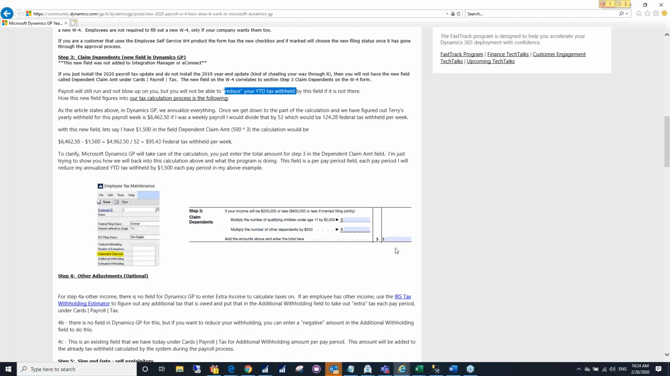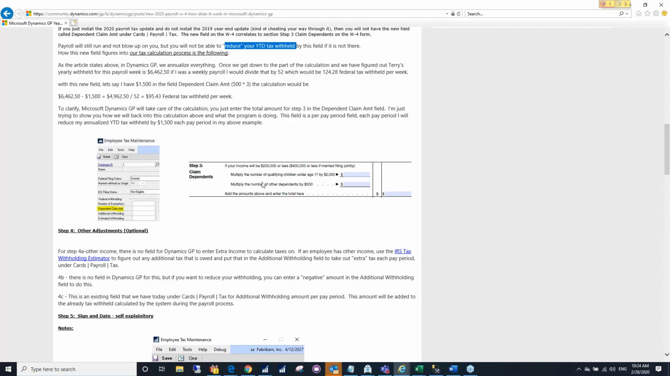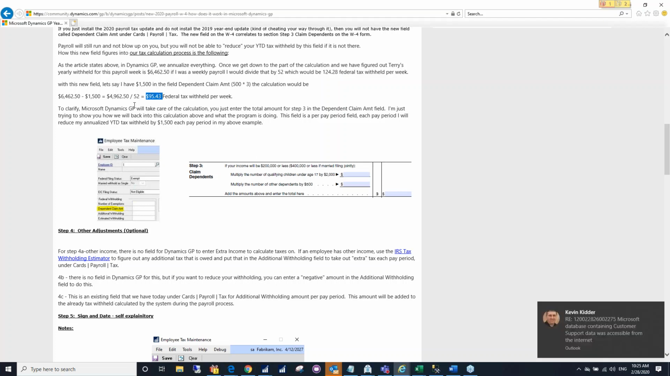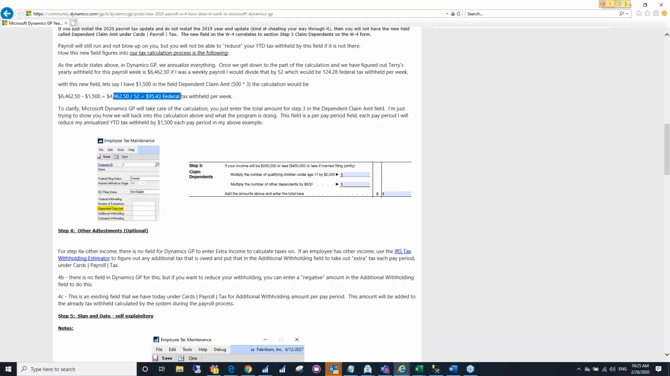I'll try to clarify that, but it's not 3 times your exemptions. It's 3 times one of these amounts in step 3 to get the total amount. So I said I have 3, so 500 times 3 is 1,500. I take the yearly tax withheld, 6,000 there, minus the 1,500, and this is going to happen every payroll, equals the 4,500. Then I divide it by 52. Now my tax is 86.54. So where my tax before the 1,500 was 124, now that 1,500 gets reduced, and I'm at a lower amount. So you can see where if I get some really whacked out numbers in this dependent claim amount, it can quickly reduce my federal tax to nothing.